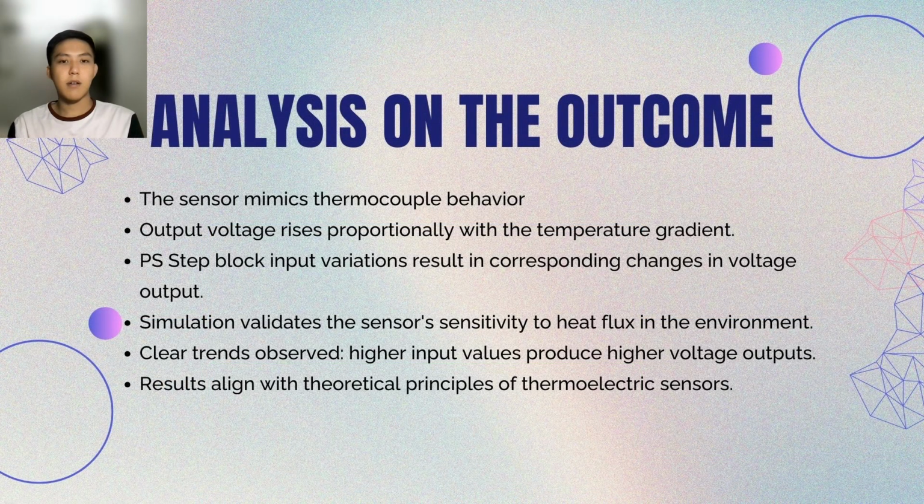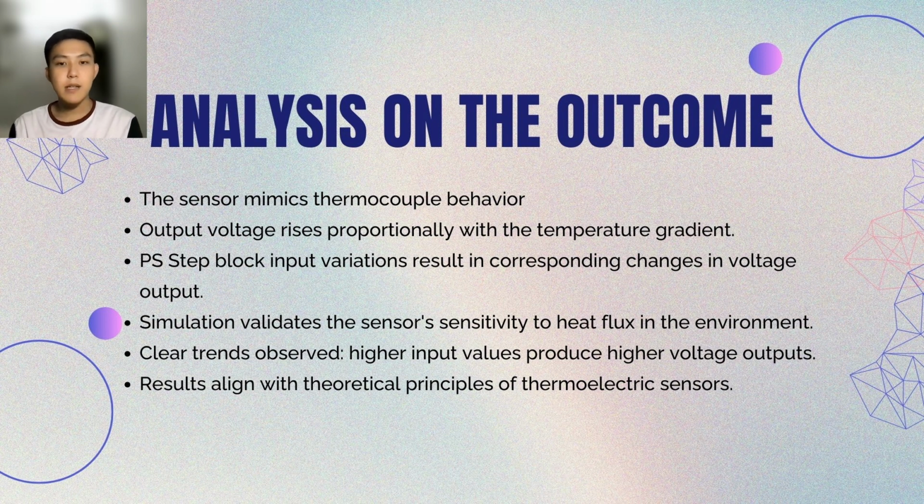The analysis of the outcomes of the MEMS thermal sensor simulation demonstrates its effectiveness in detecting temperature differences in a dynamic environment. The sensor's design mimics thermocouple behavior, where a rise in temperature results in a proportional increase in voltage. By varying input parameters using the PS step block, the simulation showed significant changes in voltage output, validating the sensor's sensitivity. For example, when a human enters the room, the sensor detects the temperature increase, leading to a voltage rise, which can be used to trigger the lights.